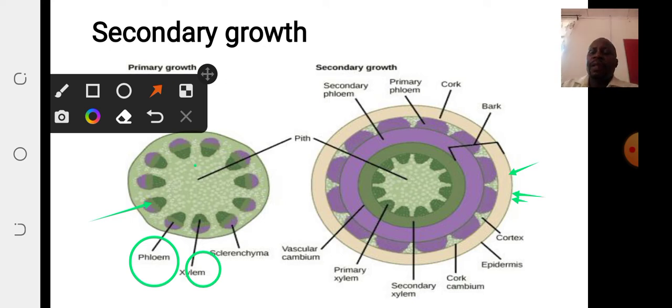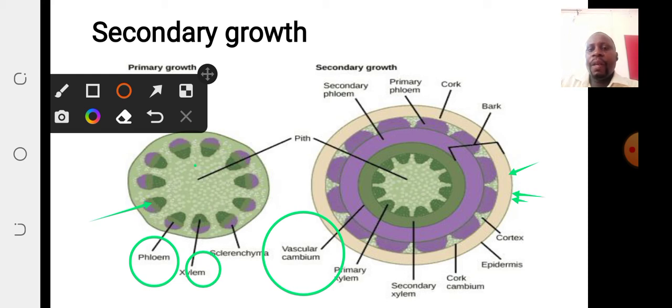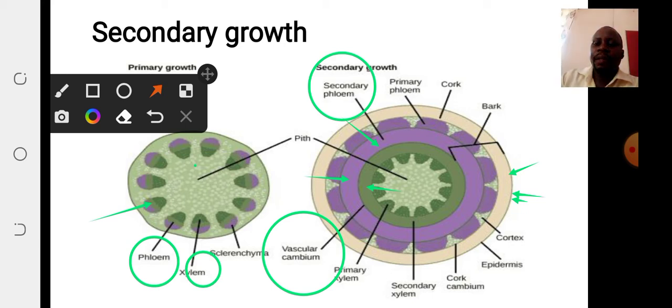We have said that the vascular cambium has meristematic cells, which when they divide mitotically, lead to formation of new phloem towards the outer, and new xylem towards the inner. As the new phloem builds up, this is what we call the secondary phloem. And as the secondary xylem builds up towards the inner, it leads to increase in girth. Are you communicating?